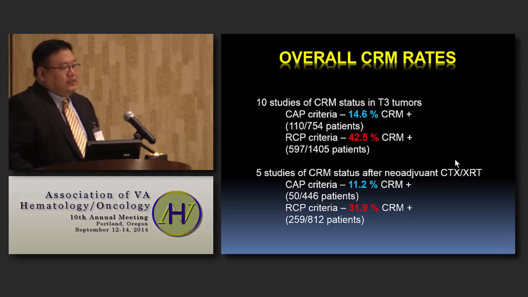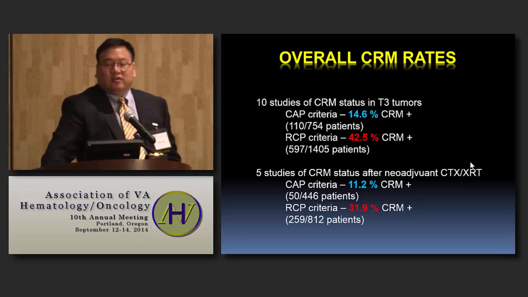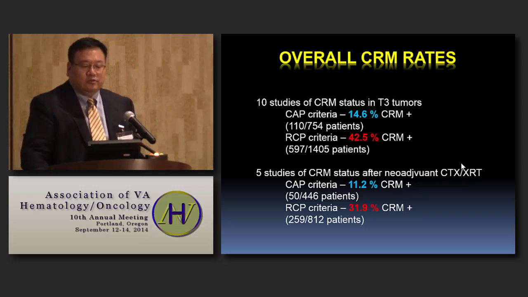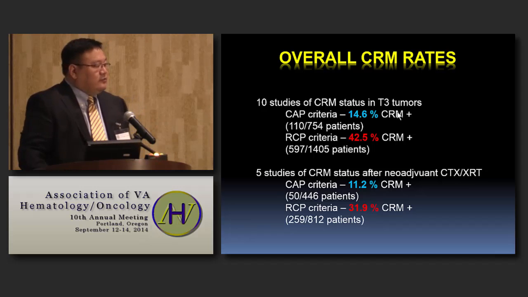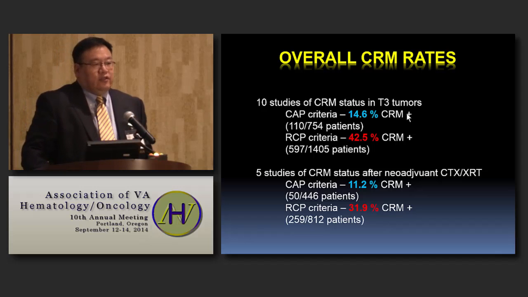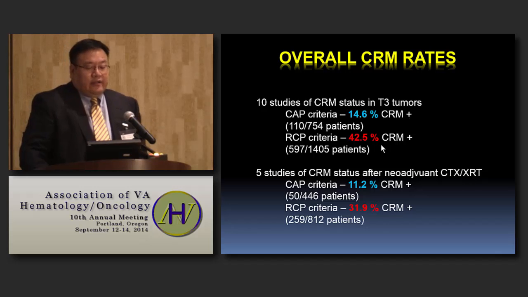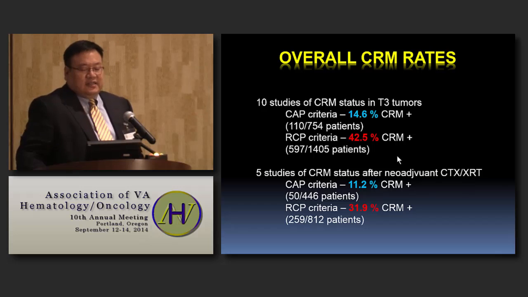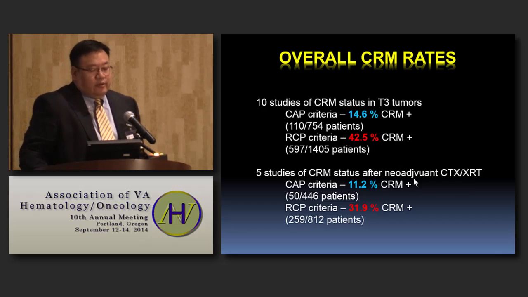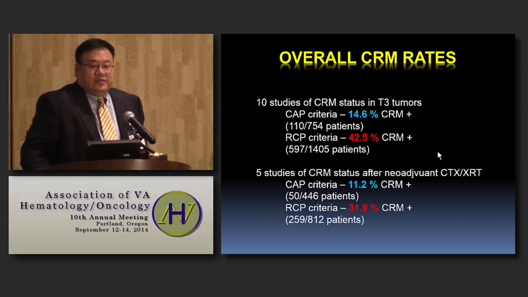So here I compiled 10 studies addressing circumferential margin status in resected T3 tumors. Altogether, there's a 14% positive resection margin rate by U.S. criteria and a higher rate of 43% by UK criteria. If we isolate just the studies of patients that received chemotherapy and radiation, in both groups the overall circumferential margin rate goes down.